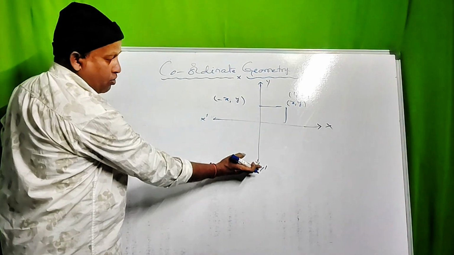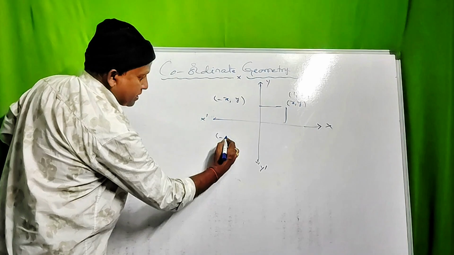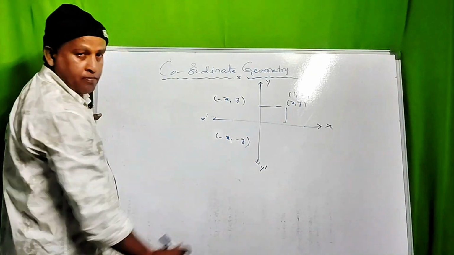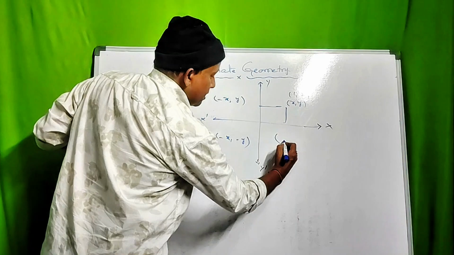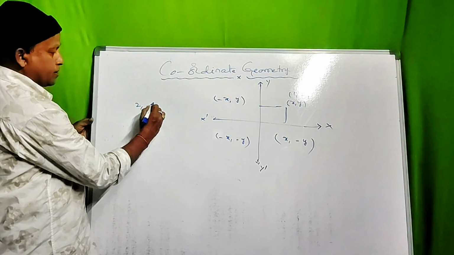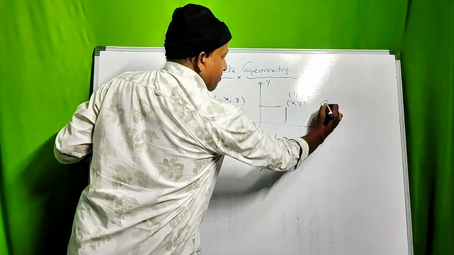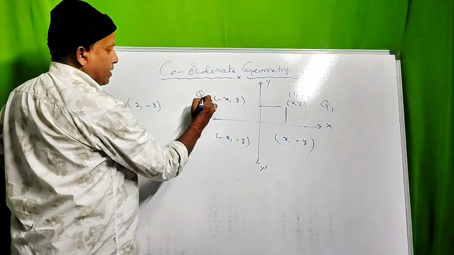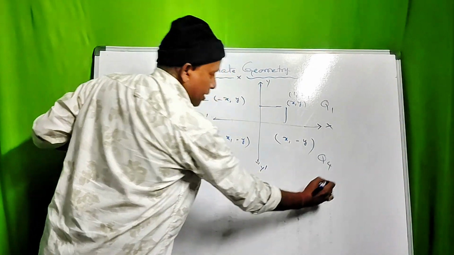Here, it is downwards and leftward, so it can be represented by minus x, minus y. And here, x is positive and y is negative, so that is x, minus y. For example, (2, minus 3): in which quadrant does it lie? This is called the first quadrant, this the second quadrant, this the third quadrant, and this the fourth quadrant.